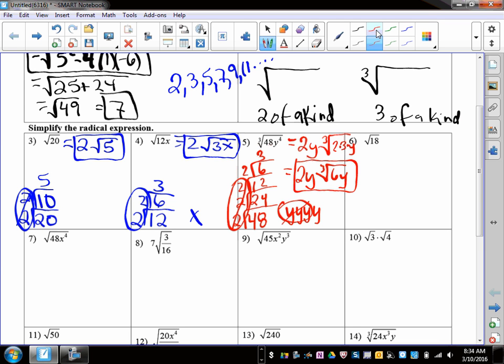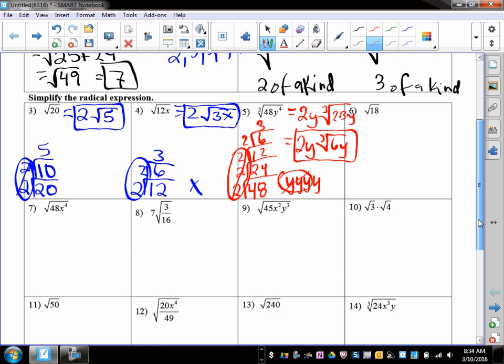Alright, any questions on number 5? Okay. So now I want you to take a minute to do number 7 and number 9. These are pretty similar to what we just did. Do number 7, number 9. I'm going to come around and check to see how you're doing, then we'll come back together and go over that.